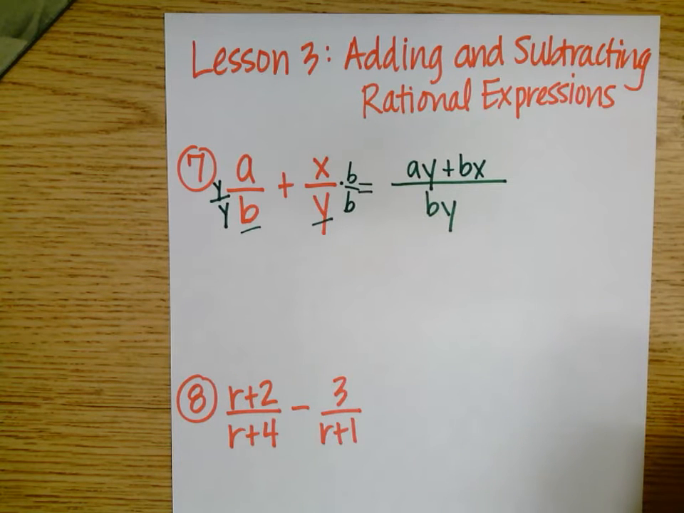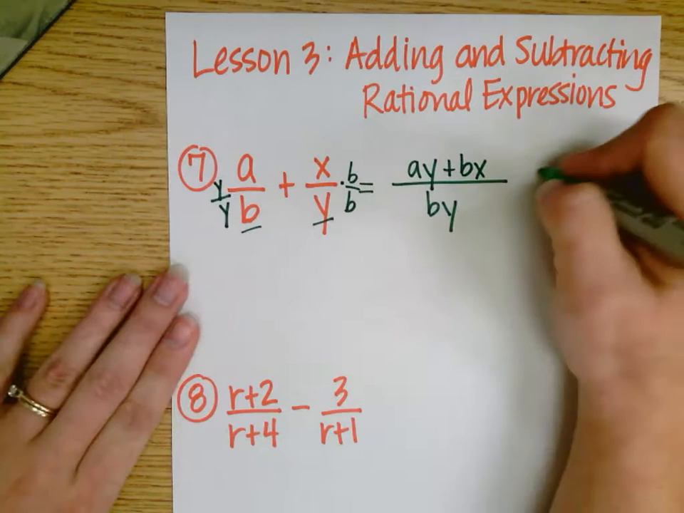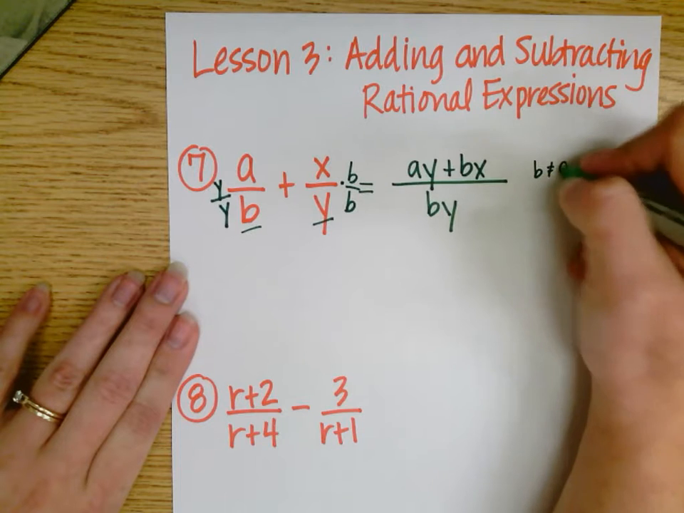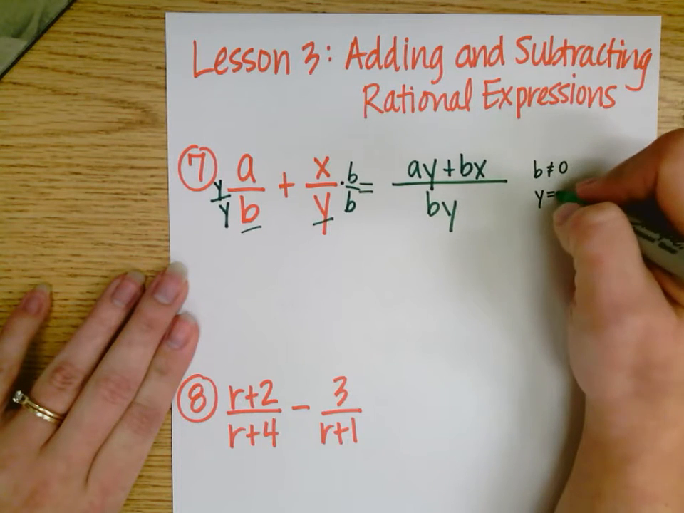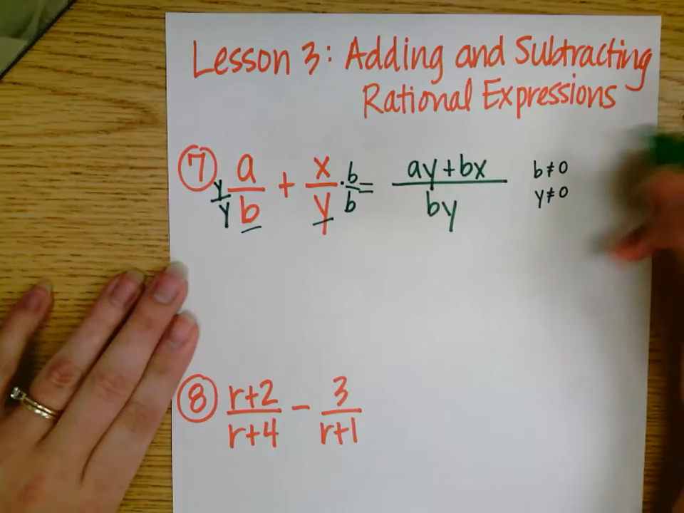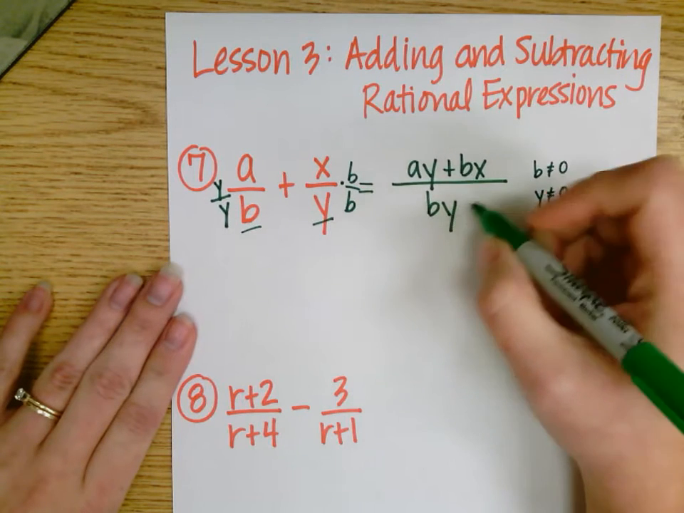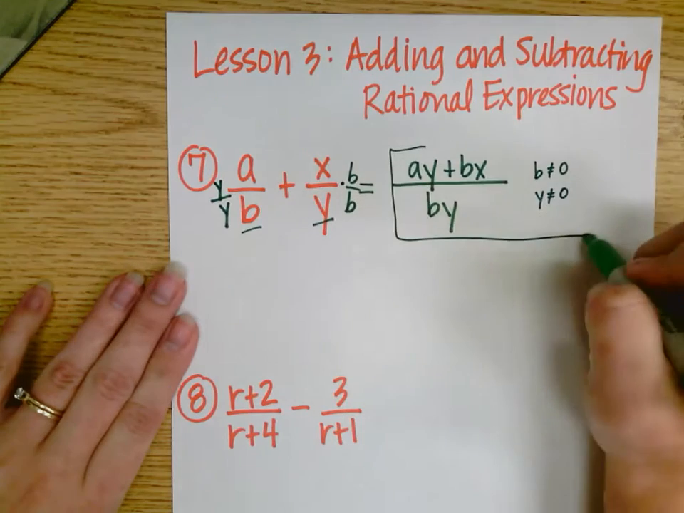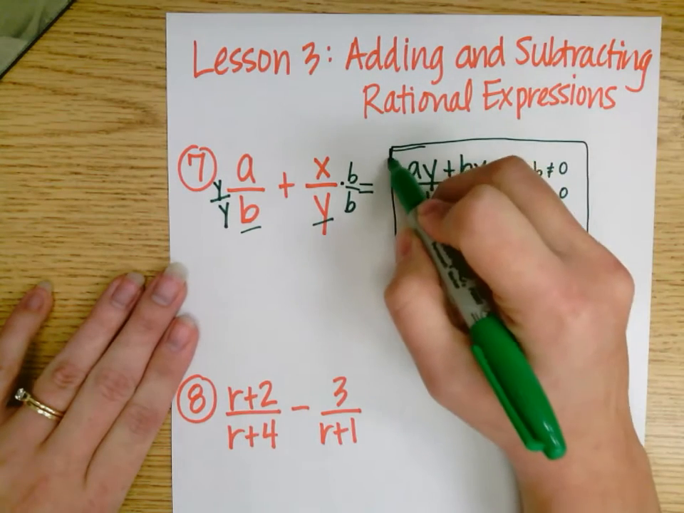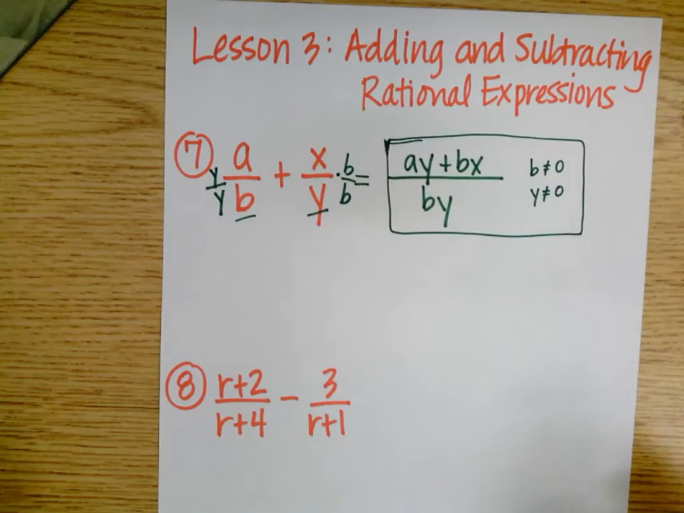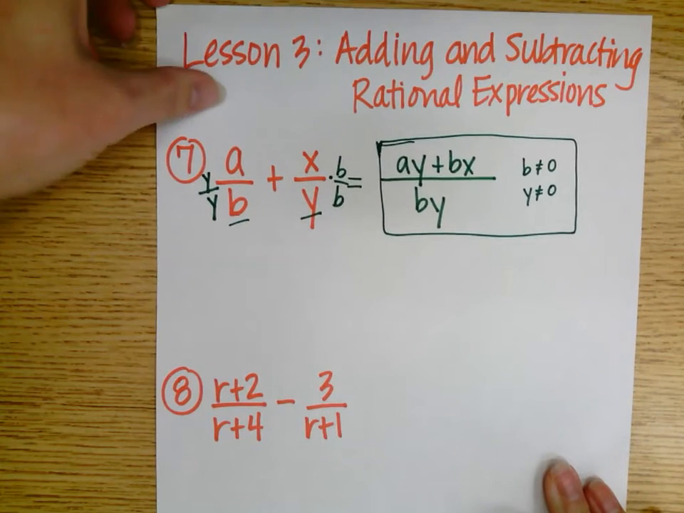So b can't be 0, y can't be 0, if you need to work on some restrictions. If I make this 0, the whole thing's 0. If I make this 0, the whole thing's 0. But other than that, this one is the easy one. Lots of people don't like it because it's got different variables in it, but easy. Easy, easy. Alright, let's look at number 8.